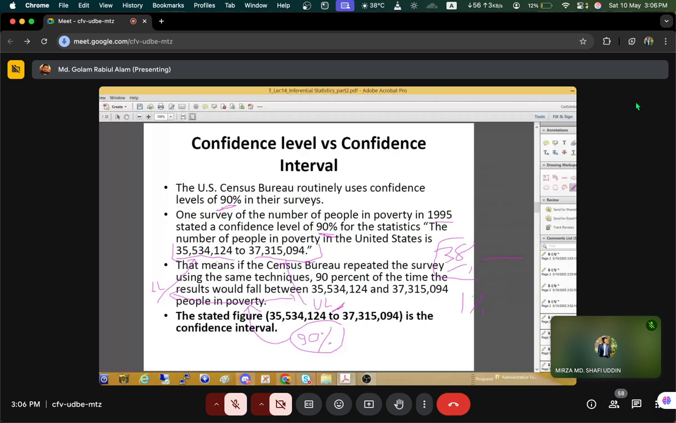So that's why in a confidence interval you will find out the lower limit and upper limit, and you have to mention the confidence level for that. That is how confident you are that the result will be between these two limits, upper limit and lower limit.